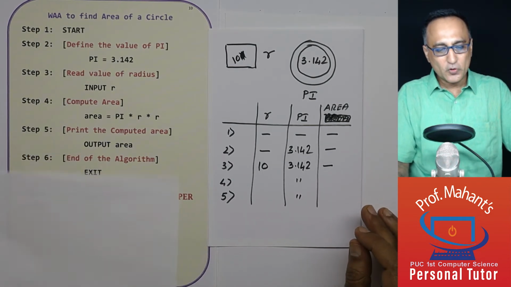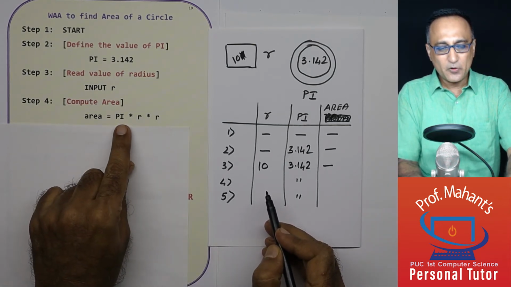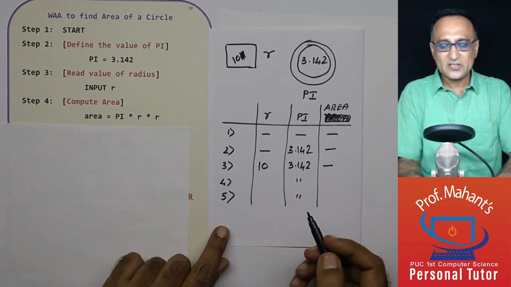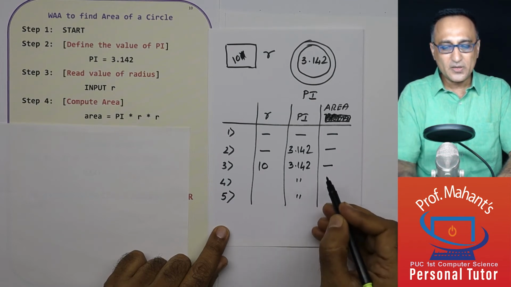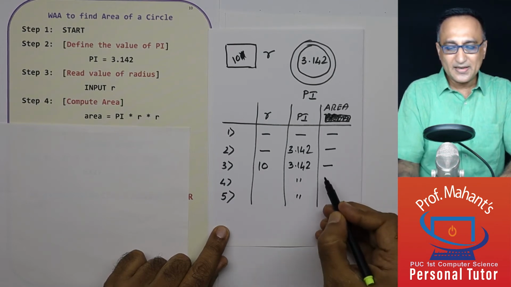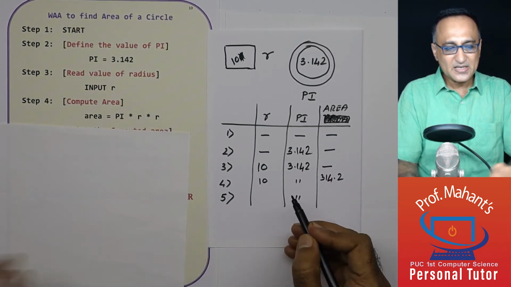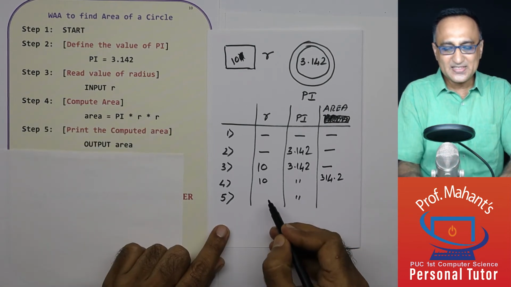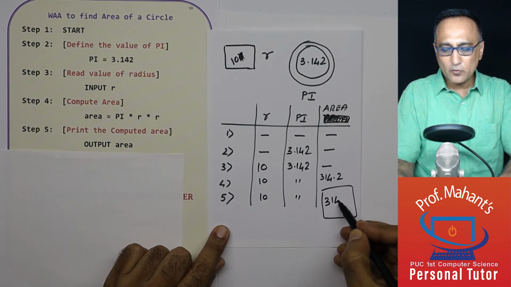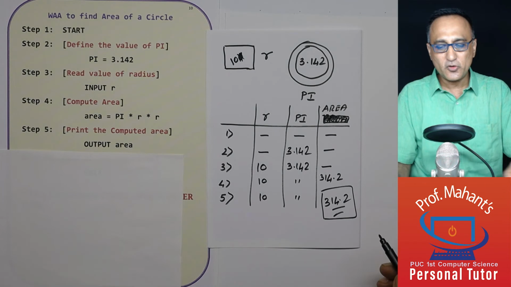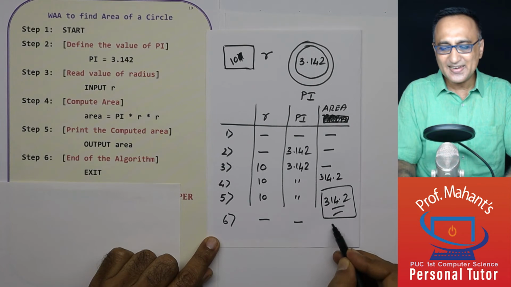In step number 4, you can see I am calculating the area as 3.142 into radius. So this is approximately going to be equal to 10 into 10 is 100. 100 into 3.142 is equal to 314.2, so area is going to become 314.2. This is still 10. Step number 5, I am printing the area. This doesn't change. This is still 10. I am going to print on the output screen 314.2. This is the result which is going to display. Step number 6, I am just halting, and everything at this point has ended.